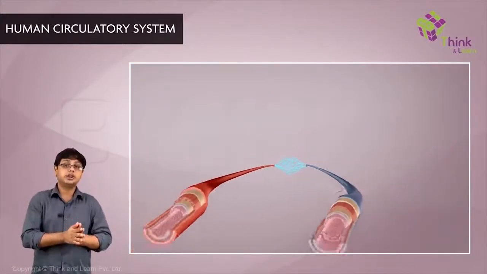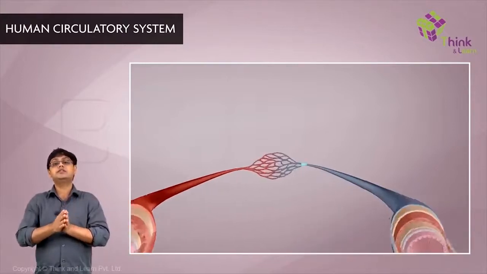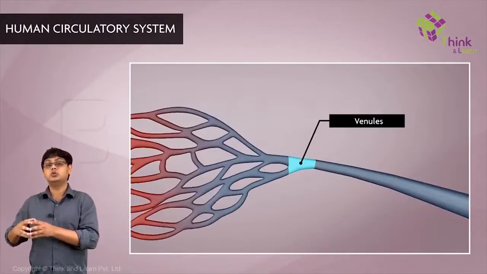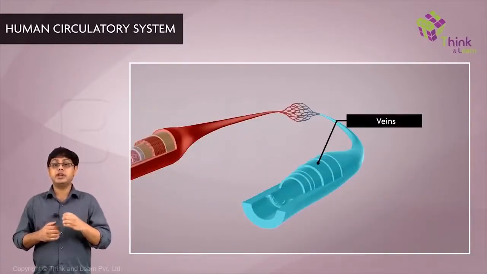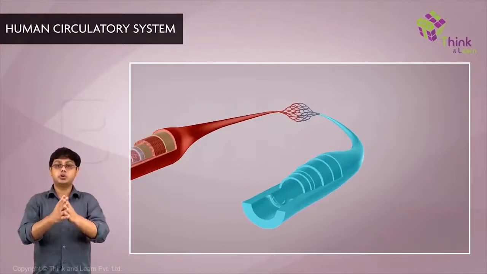The deoxygenated blood carrying wastes then leaves these capillaries and enter venules, the smallest of the veins. These join to form medium-sized veins and eventually larger veins.